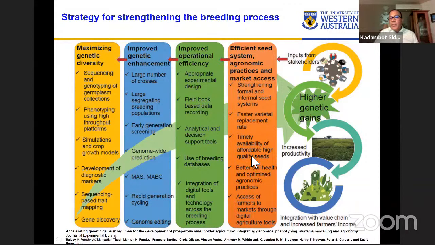And timely availability of affordable seed. Some of these crops, seeds are very large, so farmers need large quantity, so seed production multiplication is important. Better soil health and optimized agronomic practices. Access of farmers to markets through digital agriculture is coming. We're just developing a paper on all this into Nature Communications on that. So input from stakeholders, higher genetic gains, increased productivity, and integration with value chain. And again, this review paper is available in Journal of Experimental Botany.